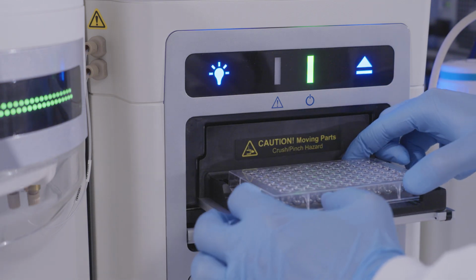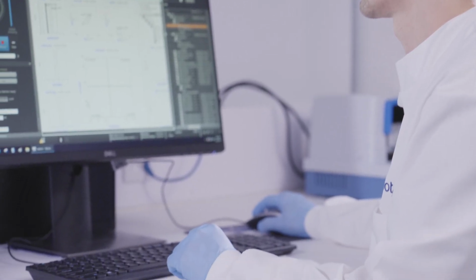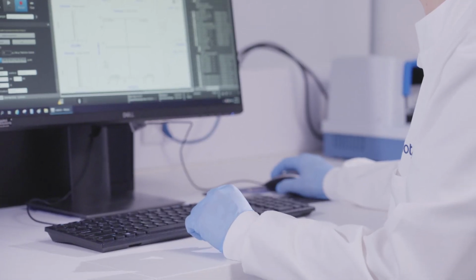Acquire enough events to ensure statistically significant analysis. For rare populations, aim to collect at least 2,000 positive events from your population of interest.